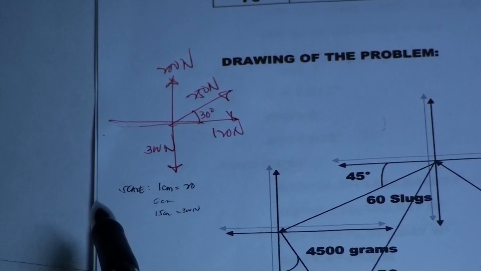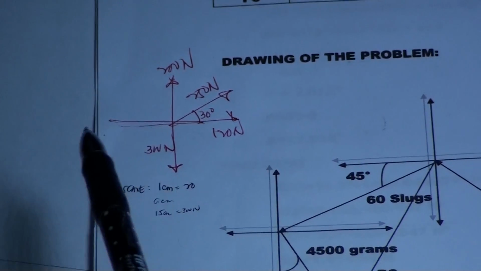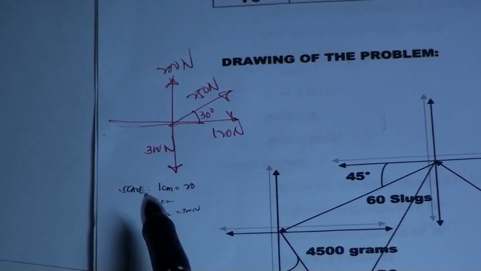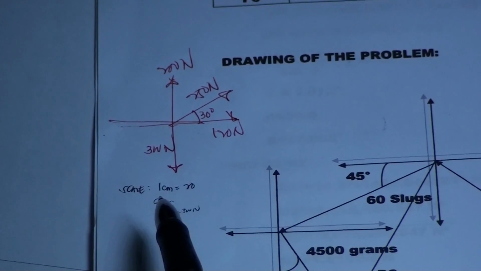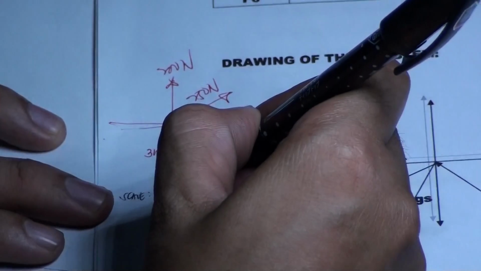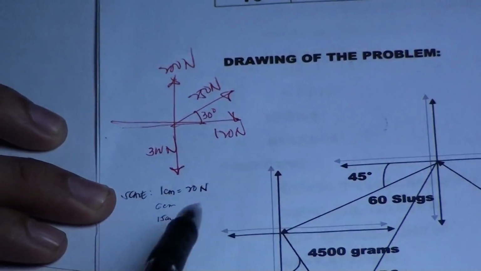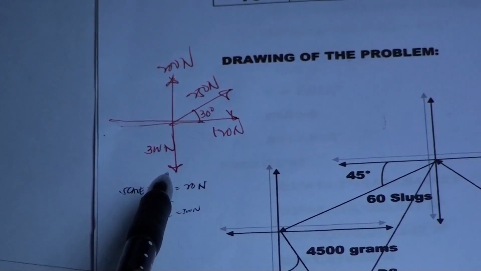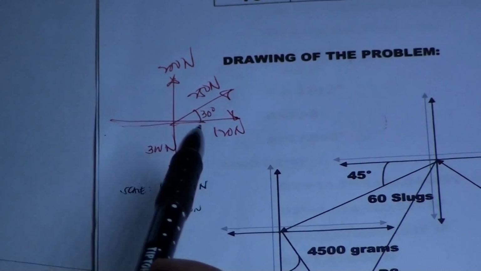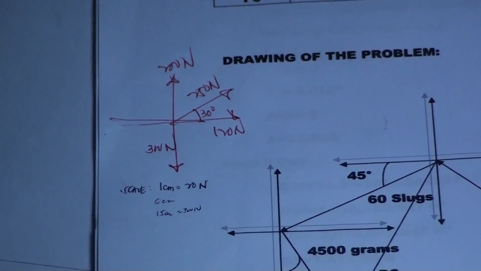Now, before we proceed on closed polygon method, we have to make sure that we set a certain scale so that we could see the exact figure, which is the basis of our analysis. So we have to set a scale, 1 centimeter as to 20 newtons. So from that, we can start plotting this set of forces here.